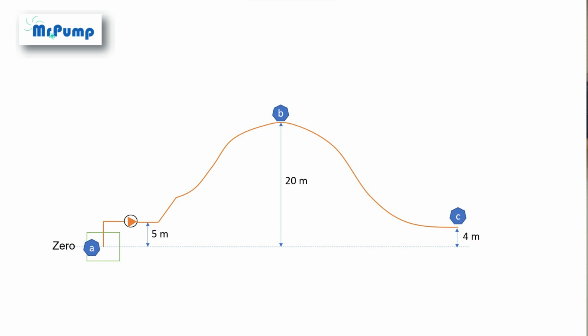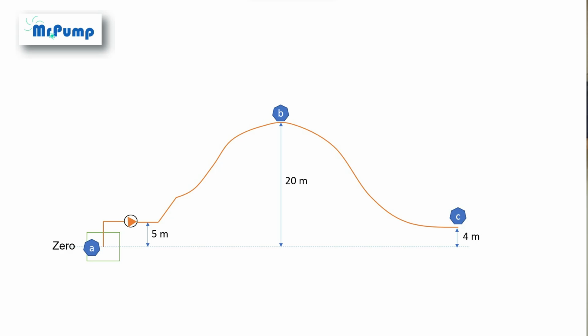In the second scenario, we have to make calculations from A to B only. So the friction loss, let us assume from A to B, is 3 meters, and the difference in level is 20 meters, as we can see. So the total head is 23 meters.